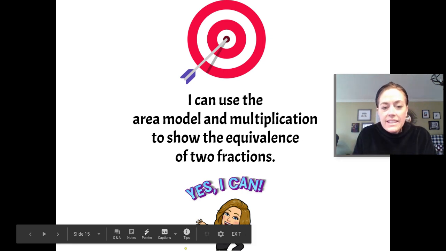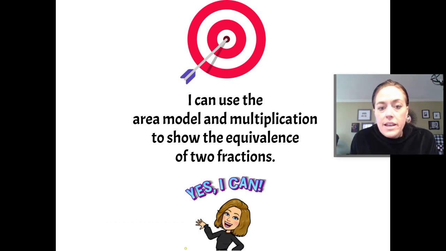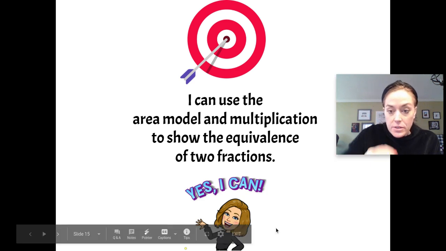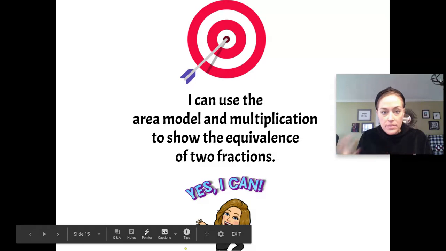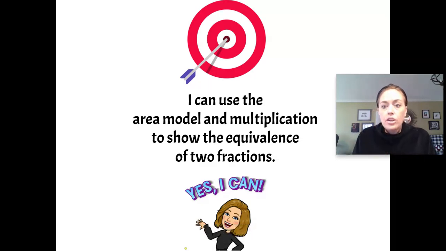Okay, let's go ahead and take a look at our next lesson, which is lesson 7. And today we are going to be learning a new skill. So we've kind of been doing the same thing, right? We've been taking area models and decomposing them to show equivalent fractions. Well, today we're going to add on to that knowledge that we already have, and we're going to use area models in multiplication to show equivalence of two fractions.